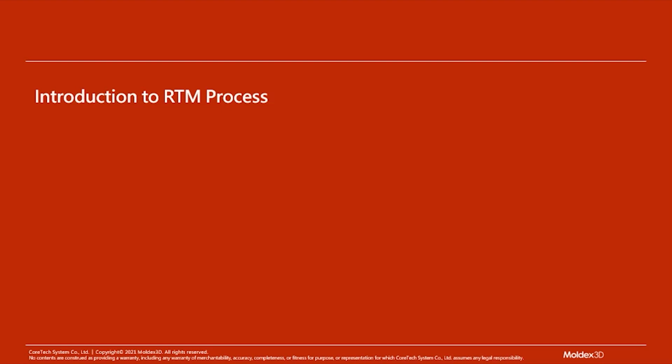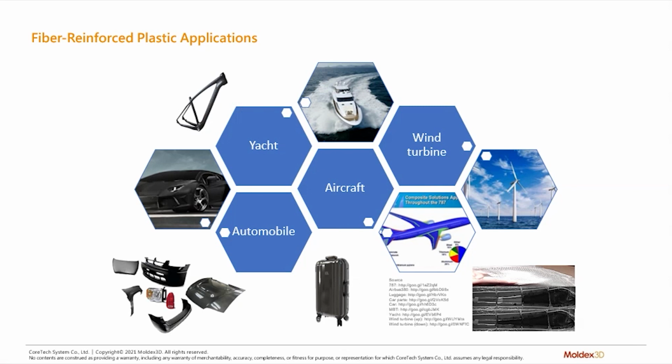So our first session is the RTM introduction. Fiber reinforced plastic is composed of fiber mat and resin. FRP has benefits over non-fiber plastic, such as high strength, high stiffness, lightweight, corrosion resistance, and wear resistance.